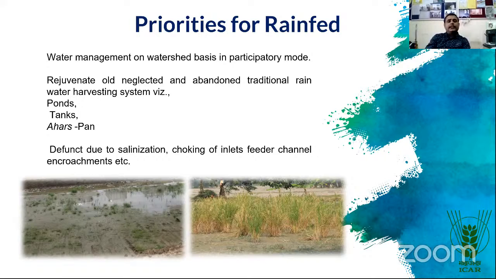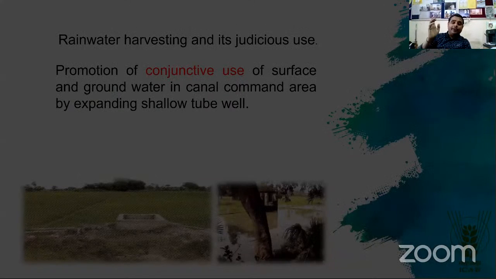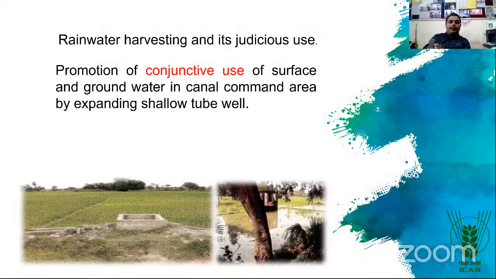Rainwater harvesting and judicious use is utmost important in rain-fed areas where the irrigation system is not well placed, especially canal water, where there is less precipitation and groundwater is the only source for irrigation.